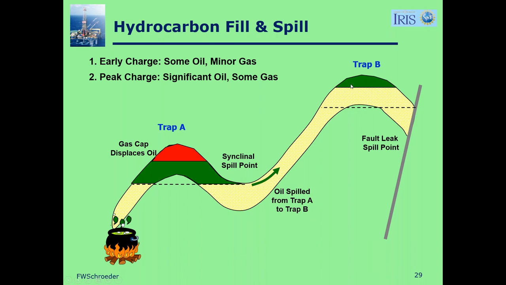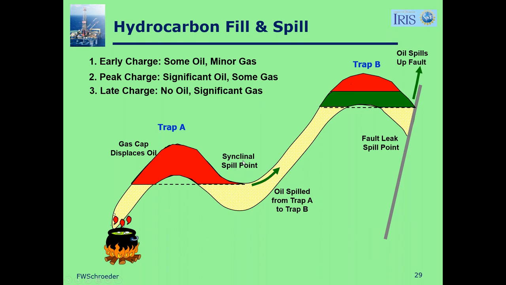If this basin is even hotter than we thought, we could get to the point where we've already generated all the oil that we can. Now we're generating a large quantity of gas. We've generated so much gas that it's flushed all the oil out of trap A. Oil and gas are spilling out of A up into B. We have a gas cap at B. We have an oil leg at B. The oil might have some dissolved gas.